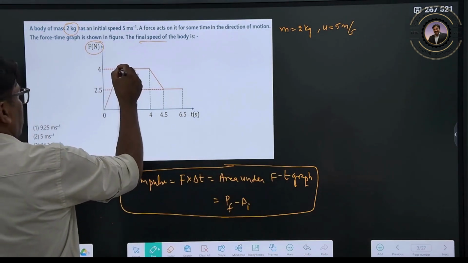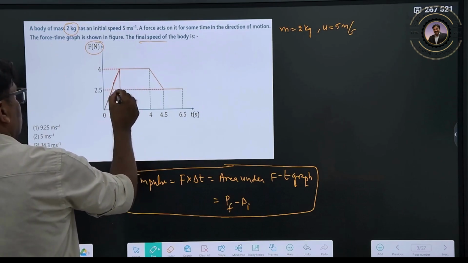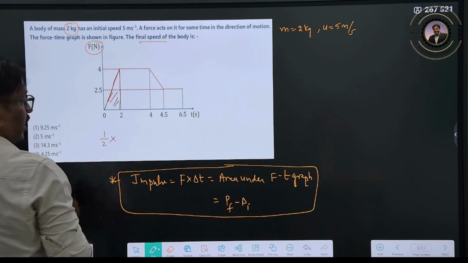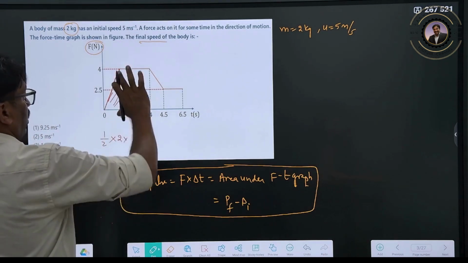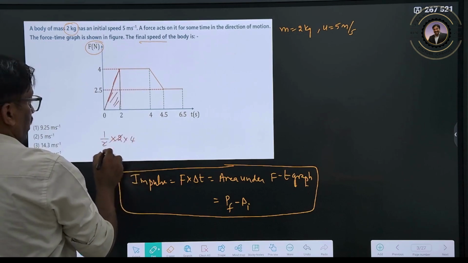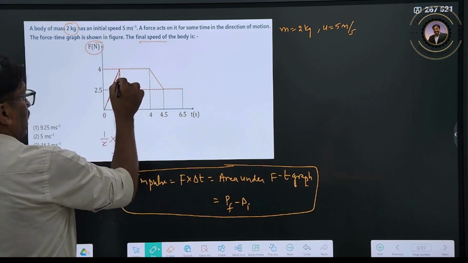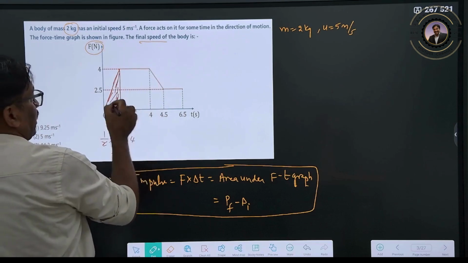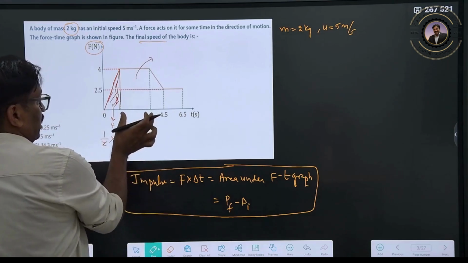Here one simple way we can go: it looks like a triangle. What is the area of the triangle? One by two base into height. This base is how much? 2. Height is how much? 4. So the area will be 4 newton second. Here this is a rectangle. So this area, this difference, how much?